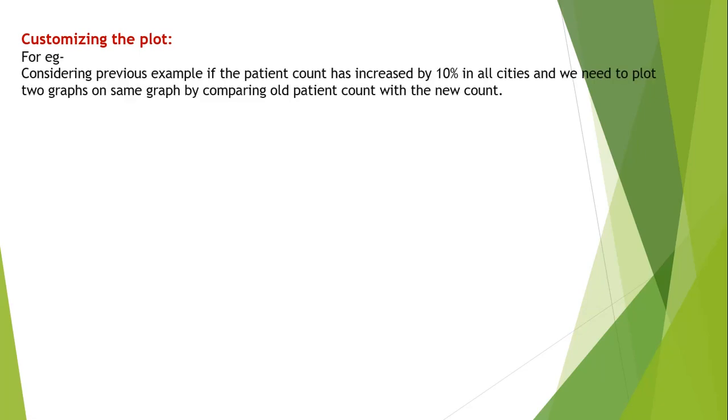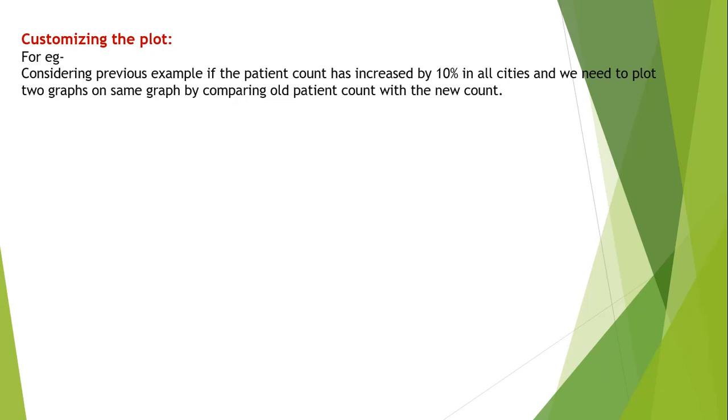For example, considering the previous example, if the patient count has increased by 10% in all cities, and we need to plot two graphs on the same graph by comparing the old patient count with the new count. Here we are taking an example that suppose the cities were the same, the patient count was earlier given with some values, and now after a certain amount of time a 10% rise in patients has been observed in all the cities. So let's see how we can plot these two graphs on the same graph. This is a situation example.